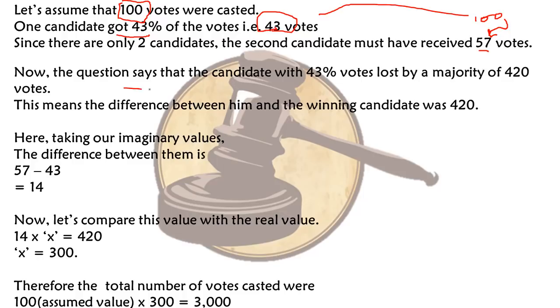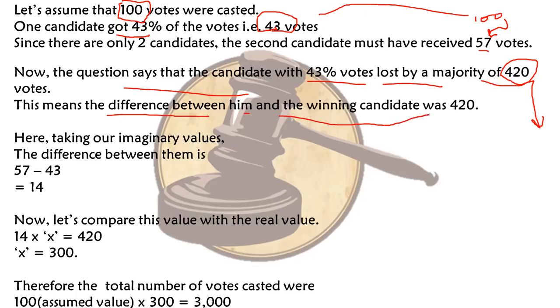Now the question says that the candidate with 43% votes lost by a majority of 420 votes. So what this basically means is the difference between him and the winning candidate was 420 votes. Now let's take our imaginary values. The difference between our imaginary values is 57 minus 43, which is equal to 14. So 14 is our imaginary answer. 420 is the real value given by the question.